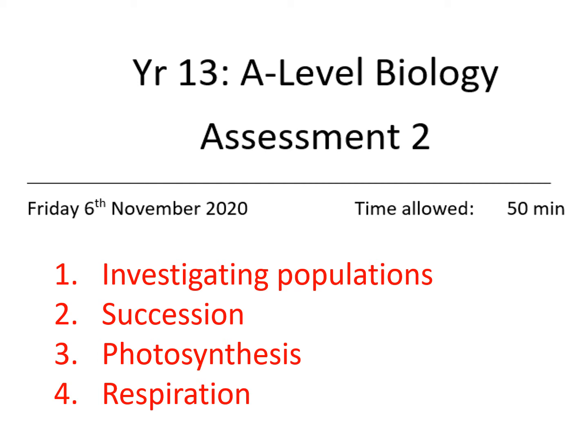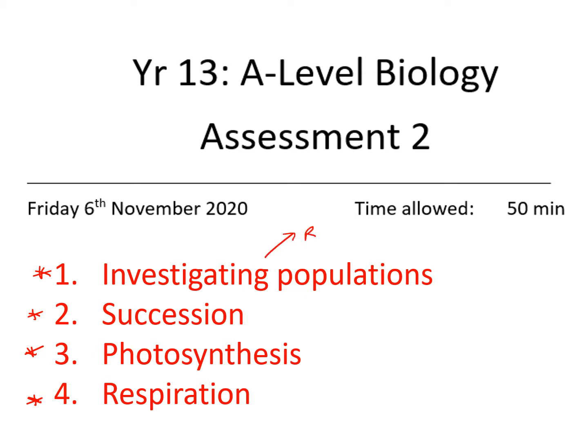Okay, for assessment number 2 then, there's 4 main topics that we've looked at. These are the first 4 topics on paper 2 and paper 3, so year 13 topics. Now, investigating populations, there's 3 main methods that you must be aware of. The first method is to investigate the population numbers of different species of plants in a given area.